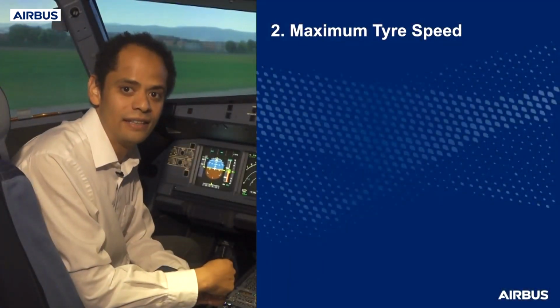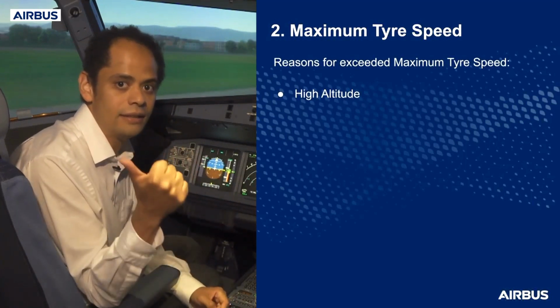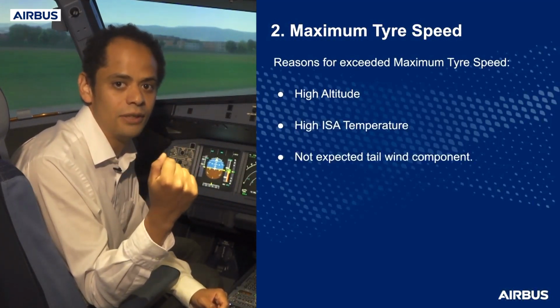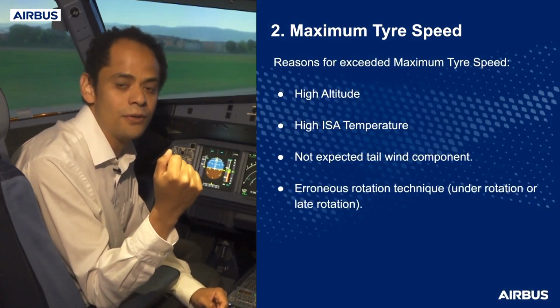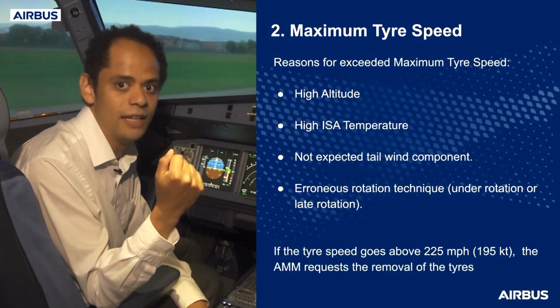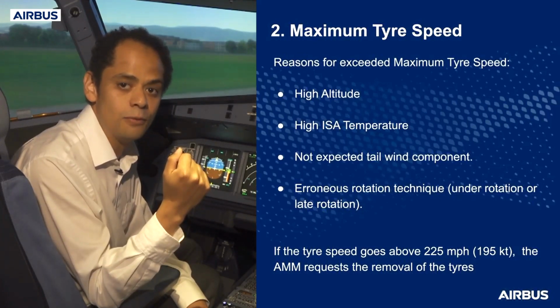Operators report exceeded maximum tire speed at high altitude. The reasons for this are high altitude, high ISA temperature, and unexpected tailwind component. This is also often associated with erroneous rotation technique, under rotation or late rotation. Today, if the tire speed goes above 195 knots, the AMM requests the removal of the tires.